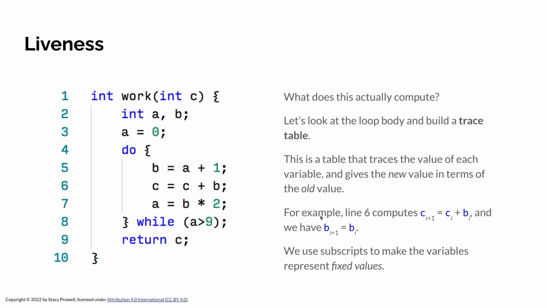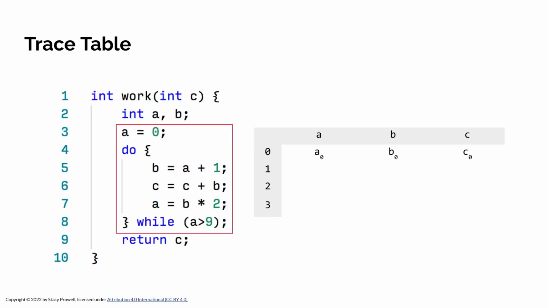So if we look at line 6 right here, C gets C plus B, right? We're going to want to say something like C at 6 is C at 5 plus B at 5. Make sense? And we're also going to say, well, B at 6 is B at 5. So we're going to keep track of things that way. We'll use subscripts to make the variables represent fixed values, so we have static single assignment, and we'll wrap it all up into this table to see if we can get somewhere with it.